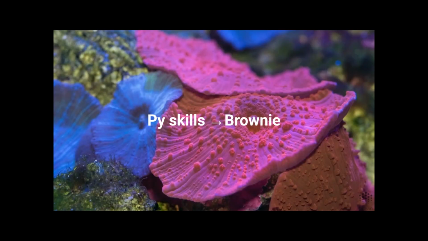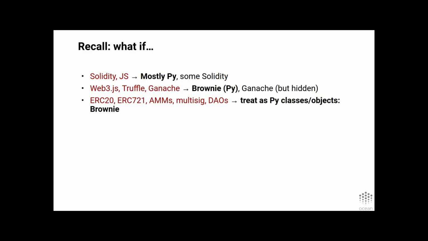So how can we leverage our Python skills into blockchain land? And the answer is Brownie. So remember, Solidity and JS goes to mostly Py and via Brownie. So that's what we're going to do here.